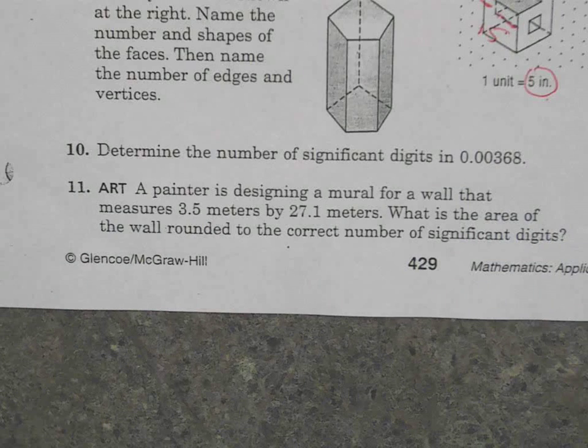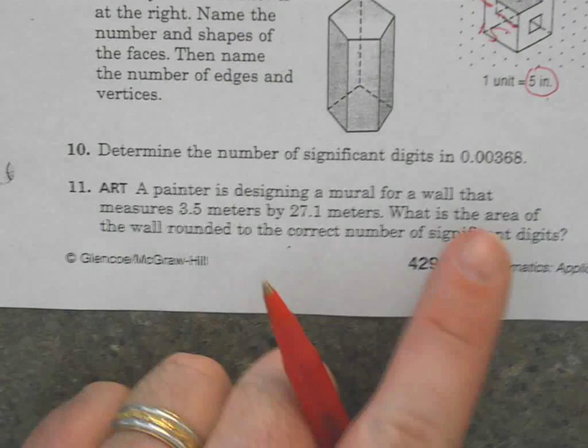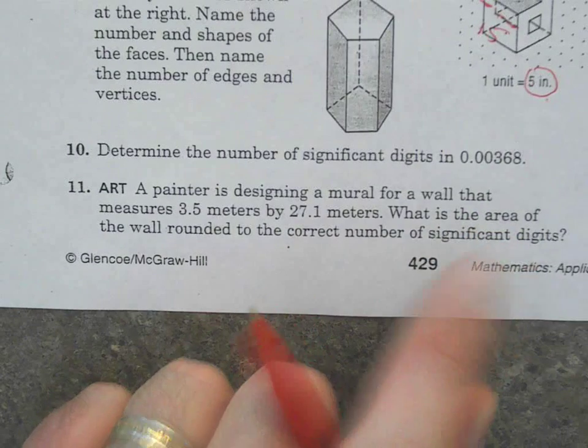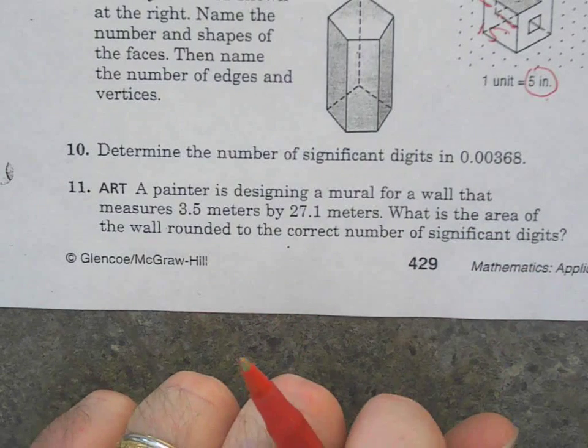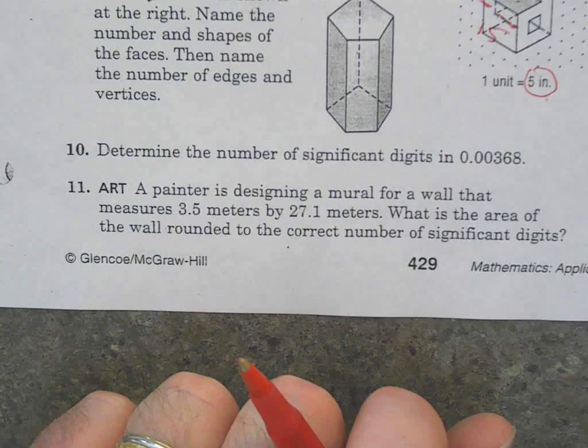Number 10 says, determine the number of significant digits. And now this is what's confusing. Significant digits, sometimes the zeros count, sometimes they don't count. A whole number, if this was 368,000, all the zeros at the end I don't care about when it's a whole number, because I could pay you 368,000 without giving you any ones or tens or hundreds easily.